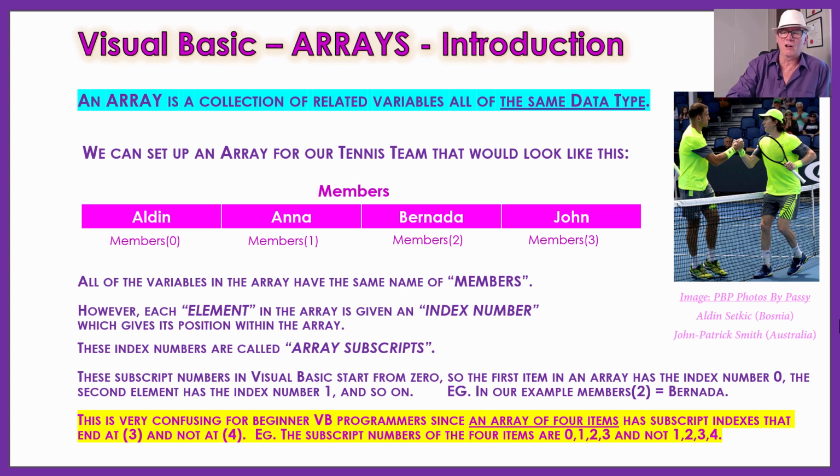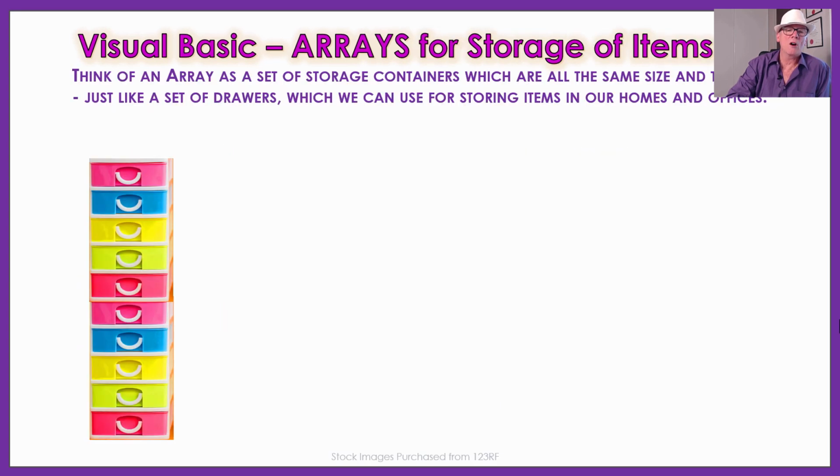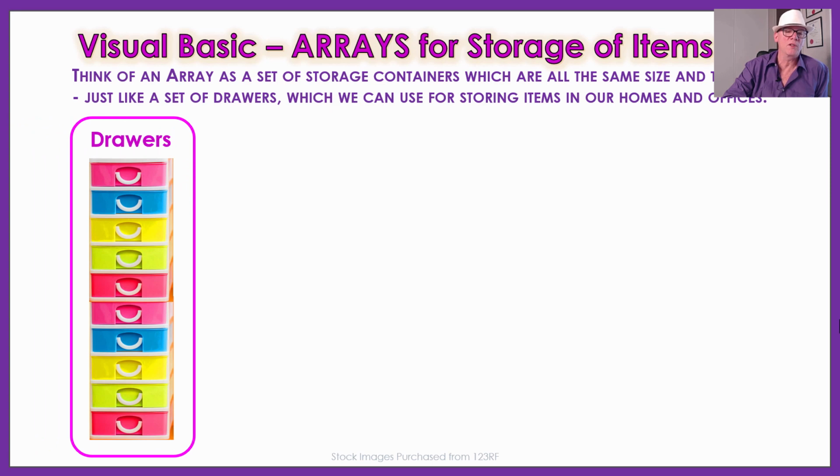That's kind of what's going on inside the computer. All right, so think of an array as a set of storage containers. They're all the same size and type, and just like this set of drawers here, we've got a set of 10 storage drawers, which we can use for storing items in our home or office. So there's our drawers, and we've got 10 of them.